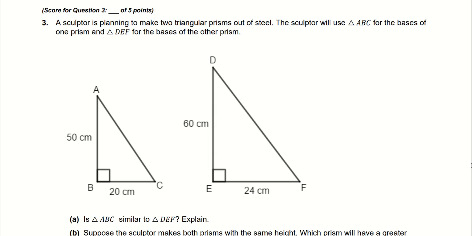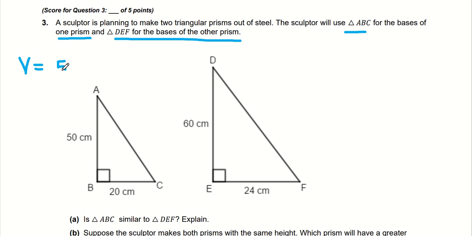A sculptor is planning to make 2 triangular prisms out of steel. Now the sculptor is going to use triangle ABC for the base of one prism and triangle DEF for the bases of the other prism. Now remember that with prisms the bottom and the top are the same, it's not going to go up to a point like a pyramid. It's going to go up to the same identical image as the bottom. So you have two bases, the top and the bottom.